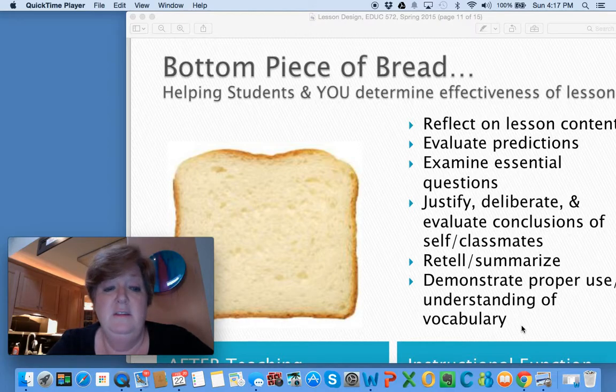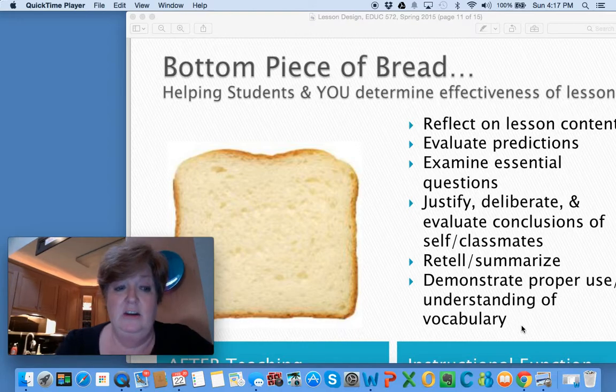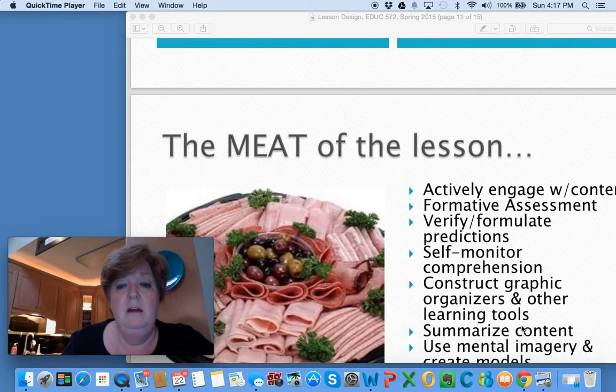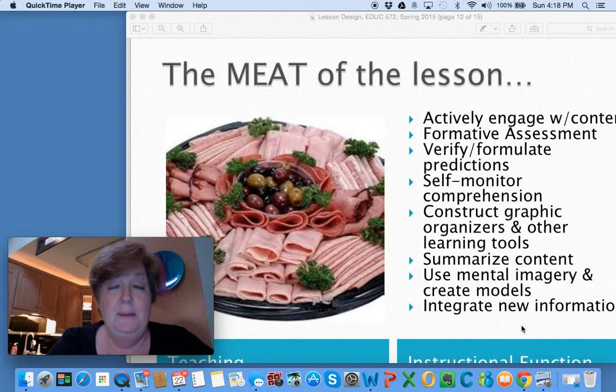tomorrow? This, of course, could be formative assessment. It could be a type of summative assessment. But here are some suggestions of things that you could have students do. By the way, it's also important that kids know, were they able to master that content or not. But of course, a sandwich would be pretty boring if all we had were 2 pieces of bread. Most people consider the meat the best and the most substantial part of the sandwich.